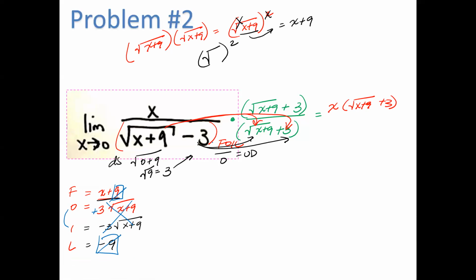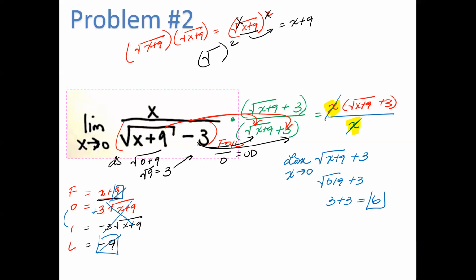So this entire thing just becomes x, which is totally fine by me because my x in the numerator and denominator just cancels. And then I'm left with the square root of x plus 9 plus 3 with a limit as x approaches 0. So then I have 0 plus 9 plus 3, which is a 3 plus 3, and that is going to give me a 6.